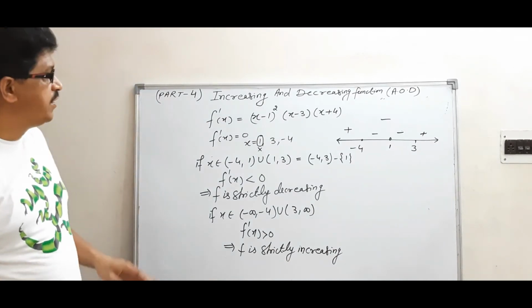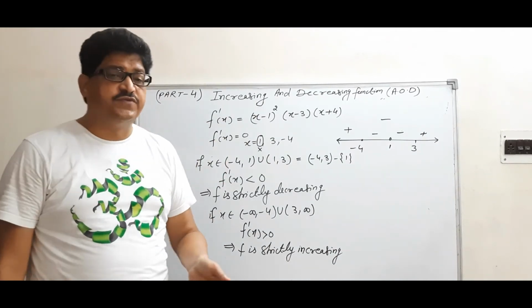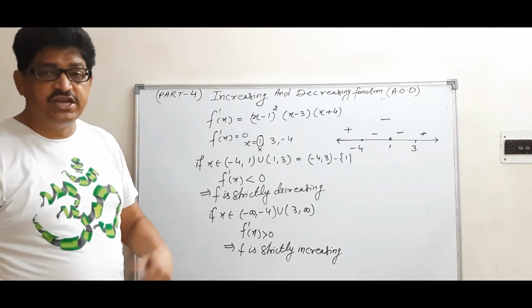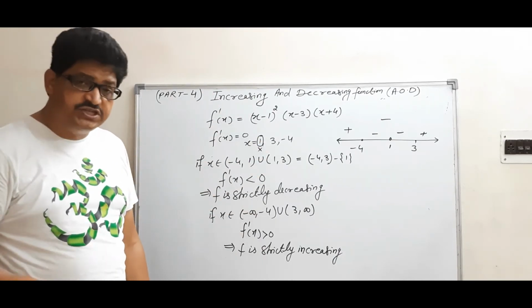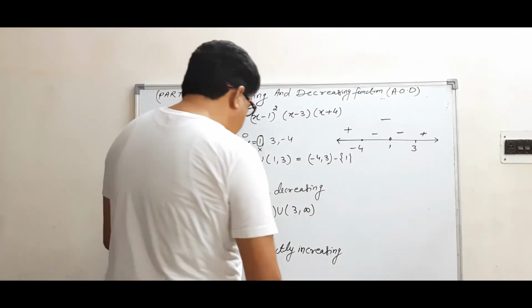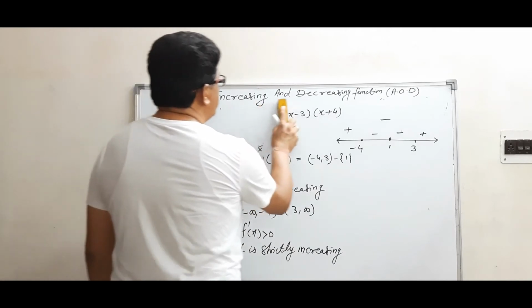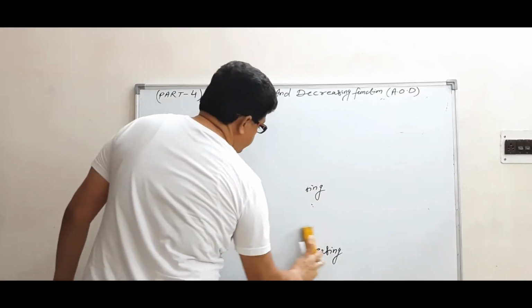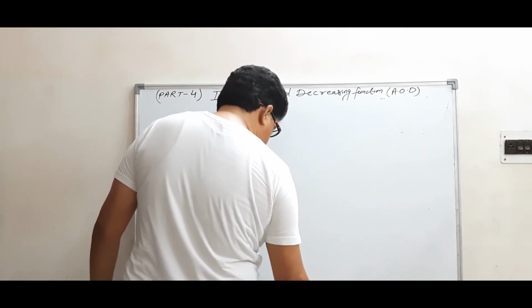So in this way, by taking different values of f dash x, you can see how we can decide whether a function is increasing or decreasing, in which interval it is increasing or decreasing. Let us see some questions from your book. Exercise 6.2.